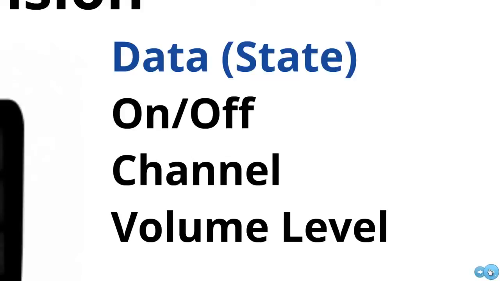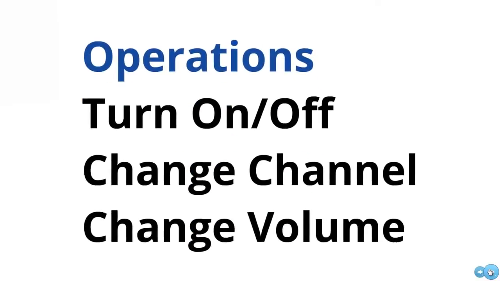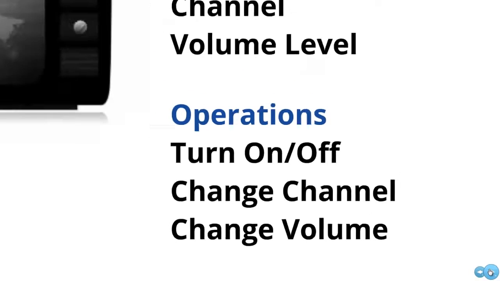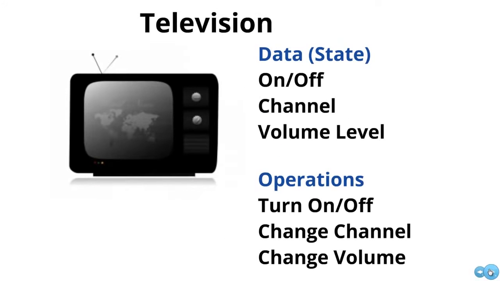Now, in terms of operations, we can imagine being able to turn the television off or on, to change the channel, to change the volume. So now we're able to manipulate the state information associated with the television. This is what we need to think about when we model a television in terms of a class: its data and its operations. Let's look at another example.